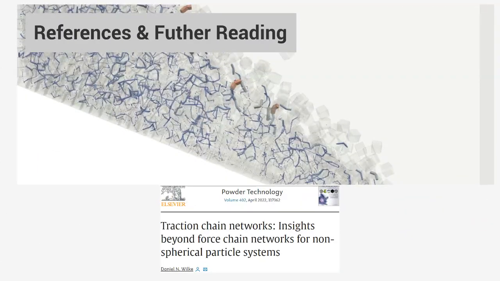This concludes the talk, the discussion, and I hope I've distilled a couple of core concepts in terms of why we need to move beyond force chains towards information chains, and why an additional example, traction chains, is a good candidate. But there is much more than just traction chains and areas that we could look at. There are many, many more information networks we could look at in particle systems.